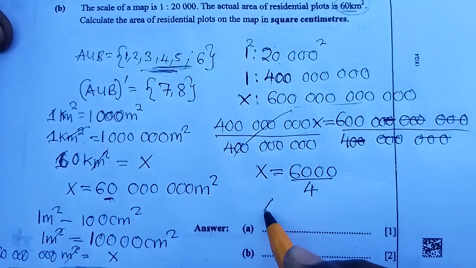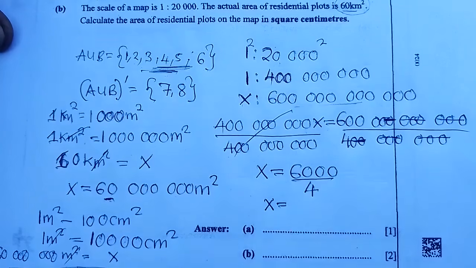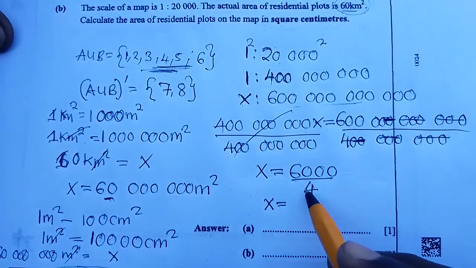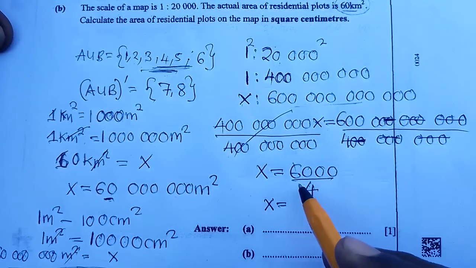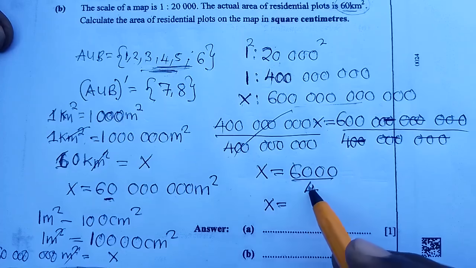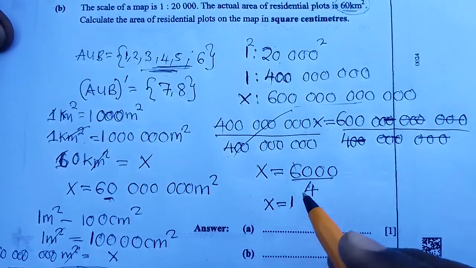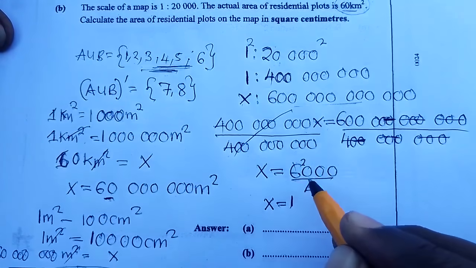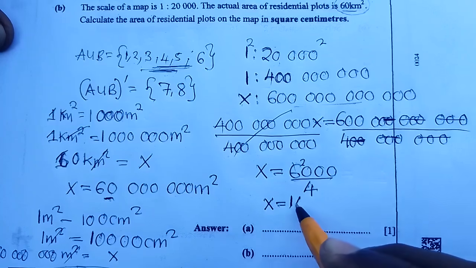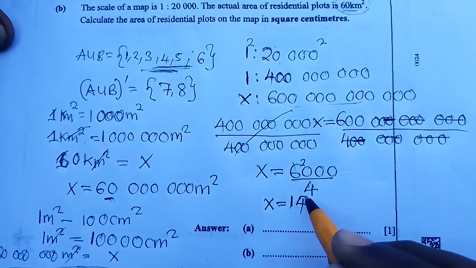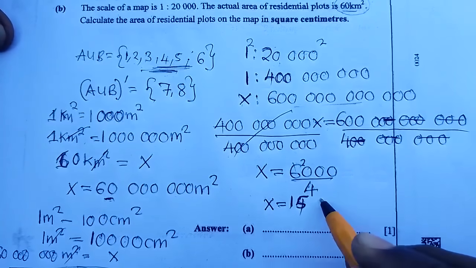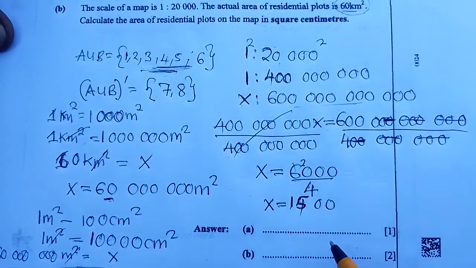So which means that X now will be equal to what? This one into that one. 2 into 6, 4 into 6 is 1. Remainder 2. You've got a 20 there. 4 into 20 is 5. Then you put those 2 zeros, 0, 0.